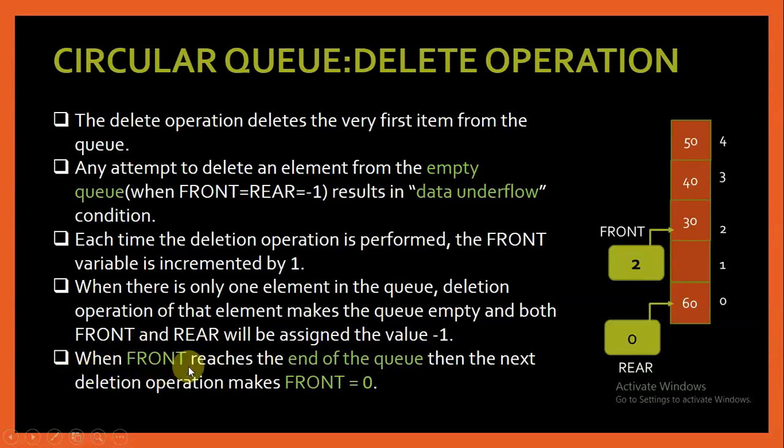Now when front reaches the end of the queue, suppose I keep on inserting and deleting data from this queue, and after deleting 30 and 40, if I reach here and delete this element also, my front will become 0. So when front reaches the end of the queue, then the next deletion operation makes front equal to 0.